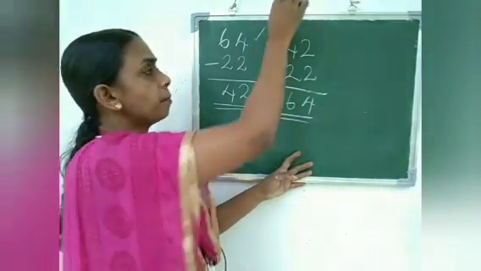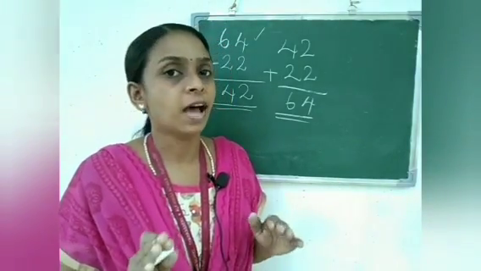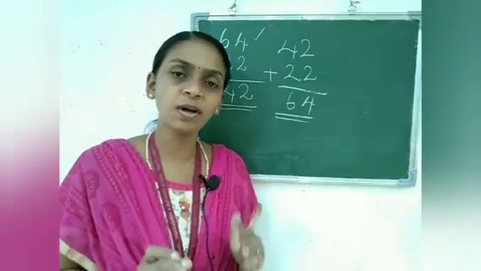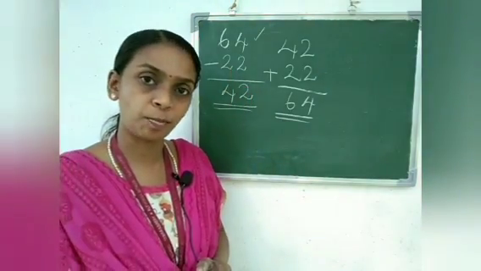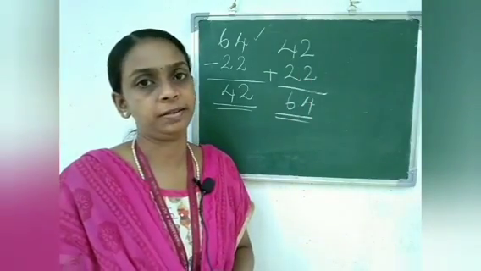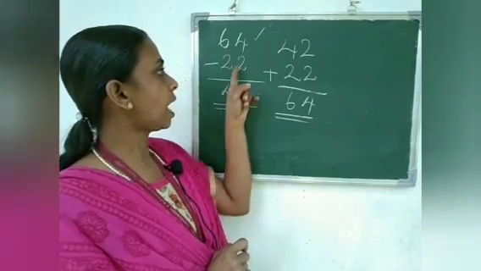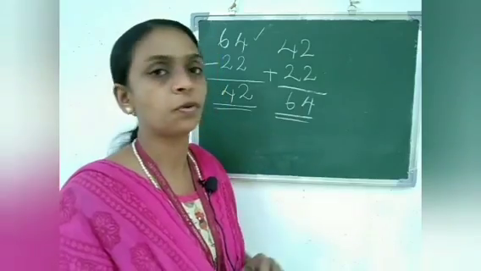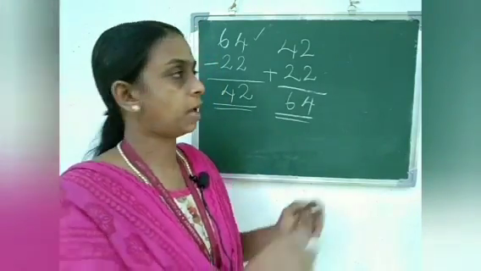So we got 64. What do we have to conclude from this? We have to conclude that our subtraction problem is correct. First we did the subtraction problem, then we checked whether our answer is correct by this addition method. That is, we added this answer and the second number, then we got the first number, 64. So by this we conclude that our answer is correct. One more example I will show you.